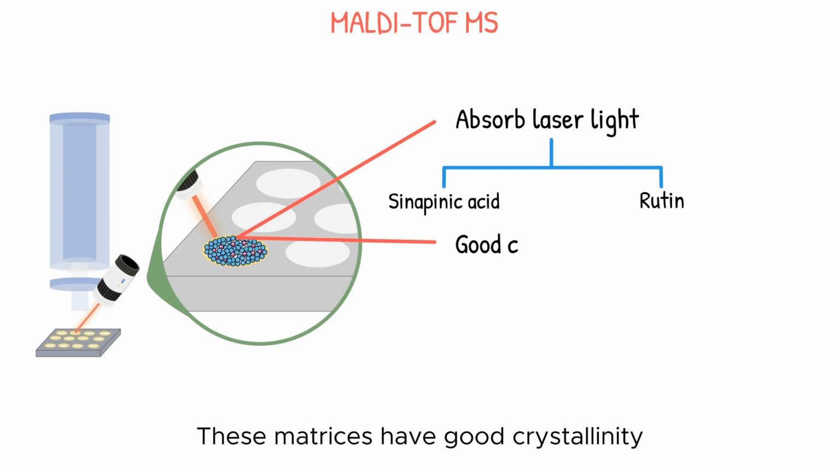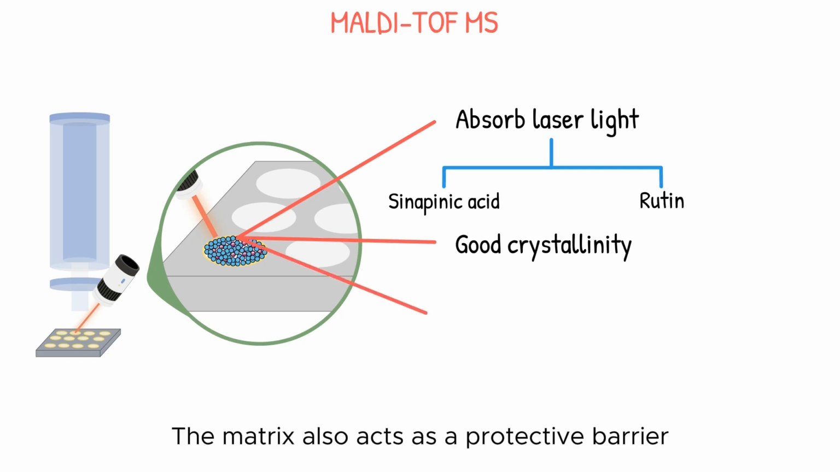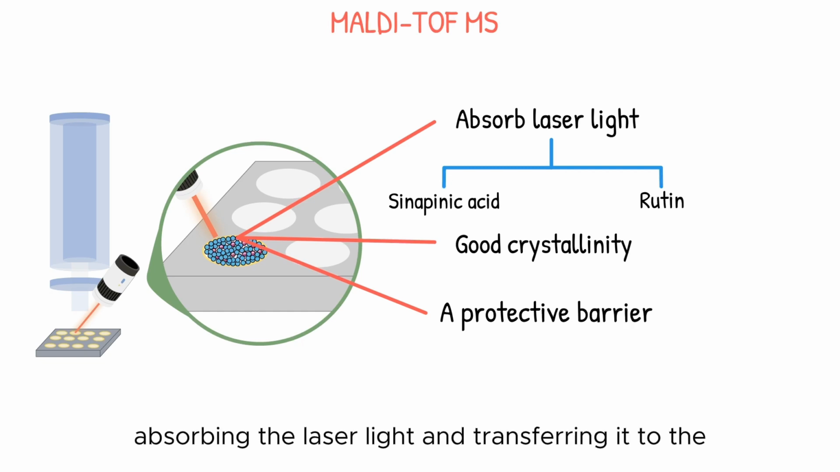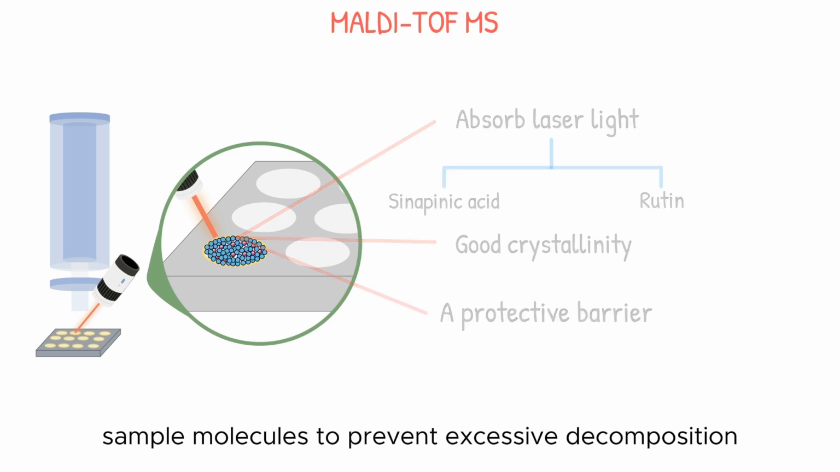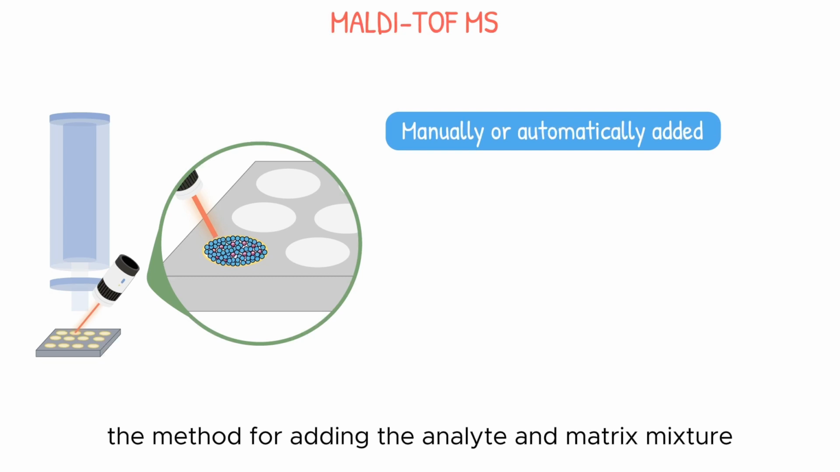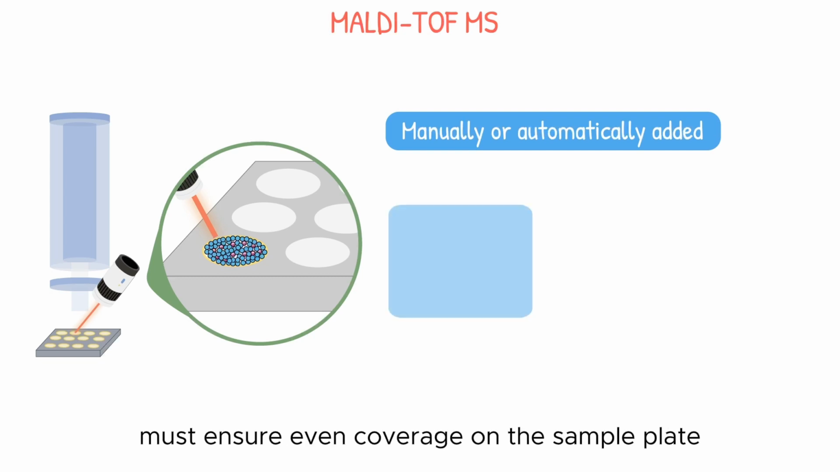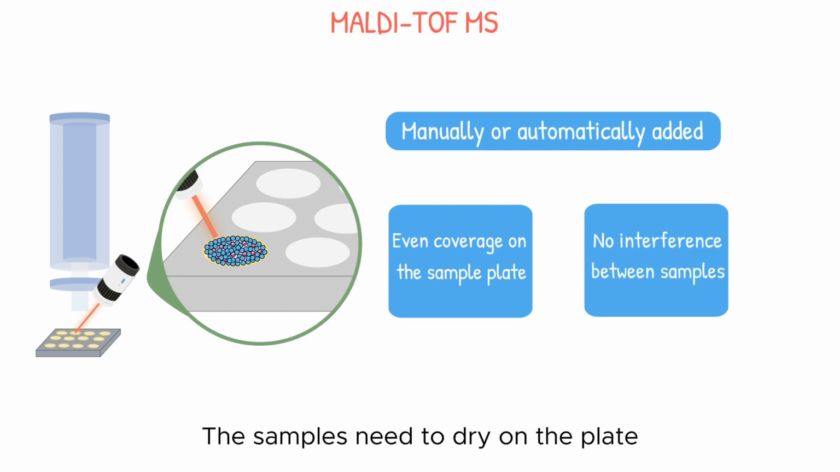These matrices have good crystallinity, absorb laser wavelengths, and are compatible with the analyte, promoting its dissociation and ionization. The matrix also acts as a protective barrier, absorbing the laser light and transferring it to the sample molecules to prevent excessive decomposition. Whether manually or automatically added, the method for adding the analyte and matrix mixture must ensure even coverage on the sample plate and no interference between samples. The samples need to dry on the plate, typically using a nitrogen gas stream.